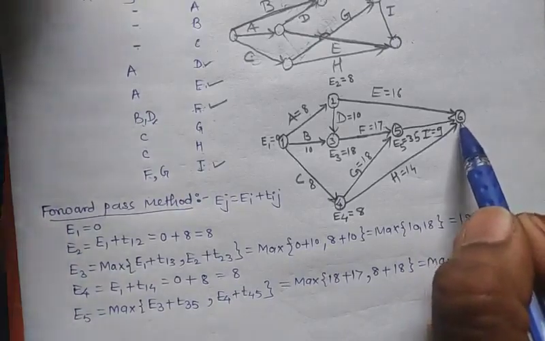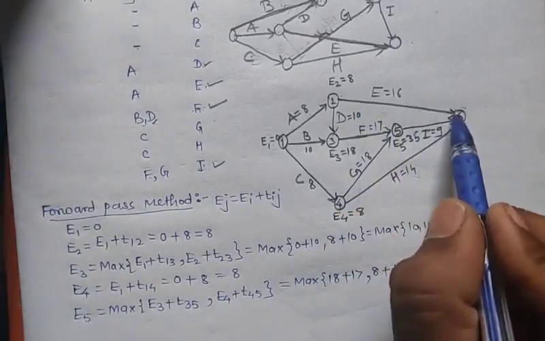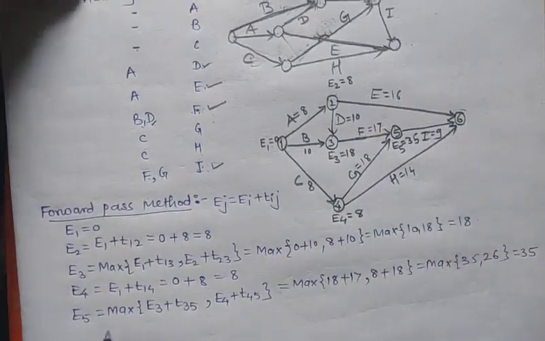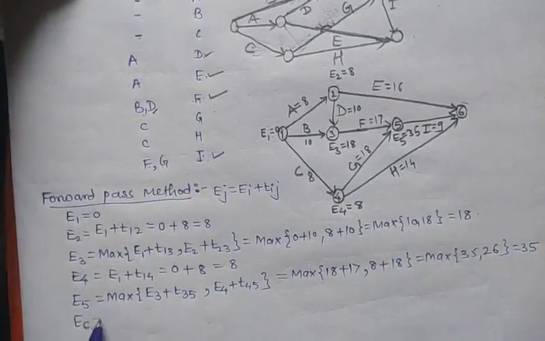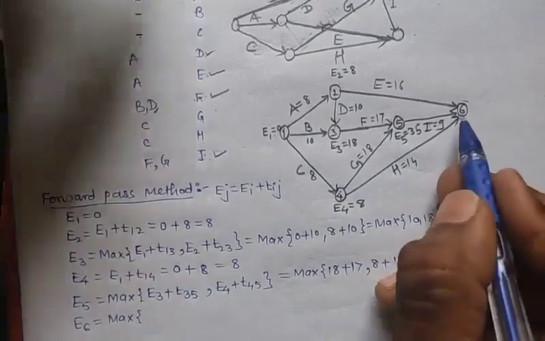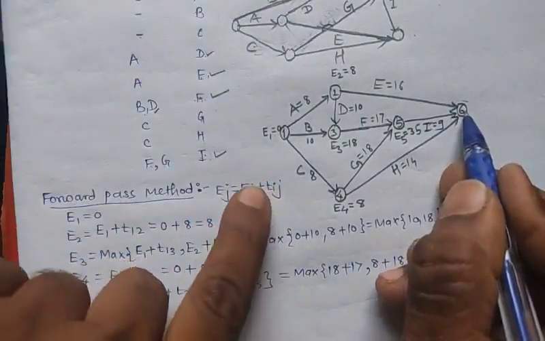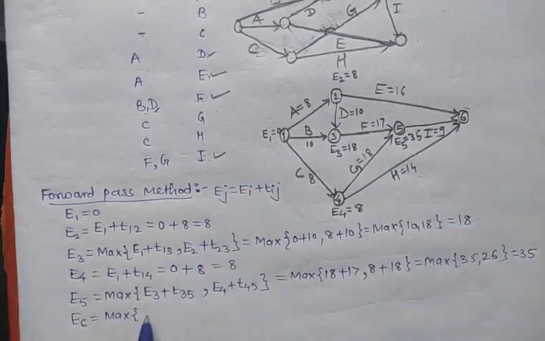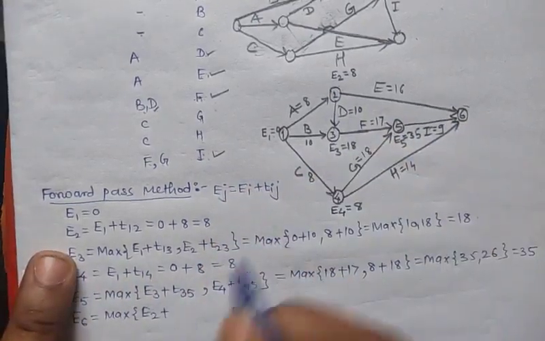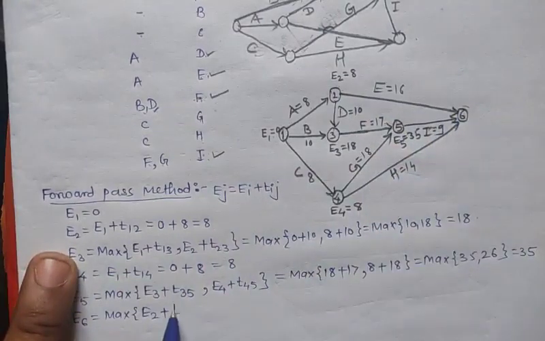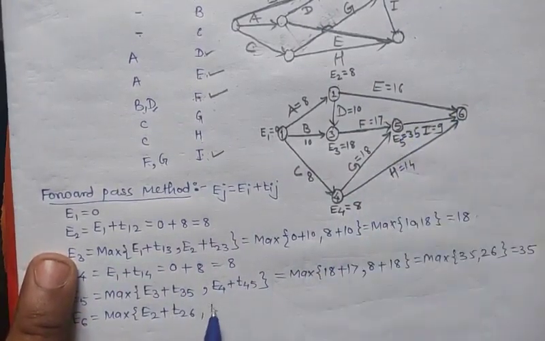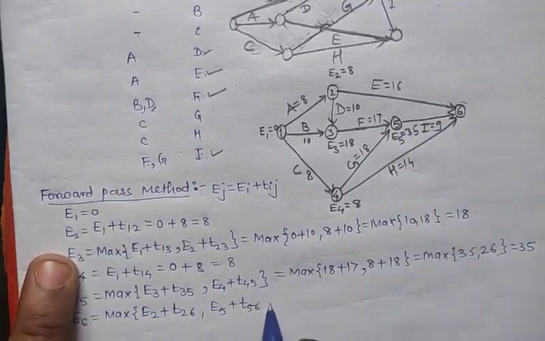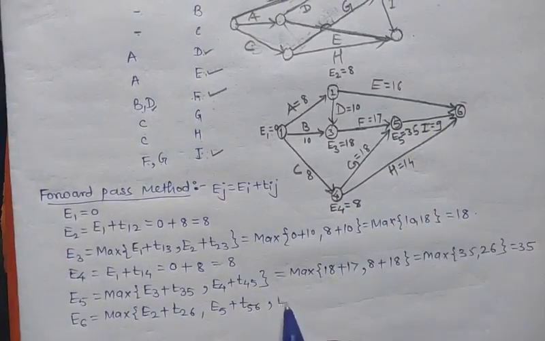For E6, we have three incoming arrows, which are from E2, E5 and E4. Therefore, E6 is equal to the maximum of E2 plus T26, comma, E5 plus T56, comma, E4 plus T46.